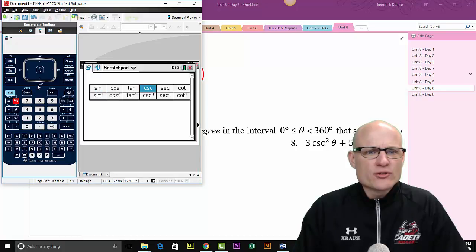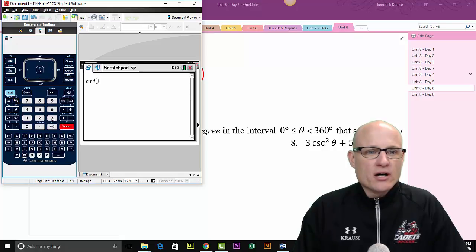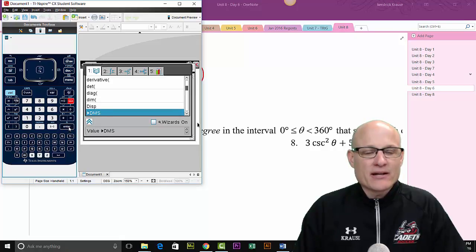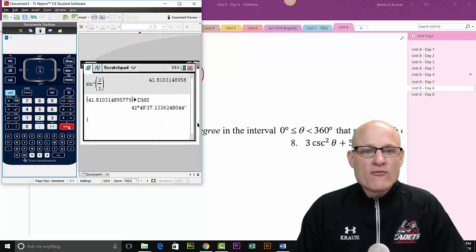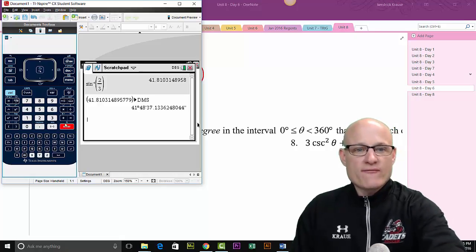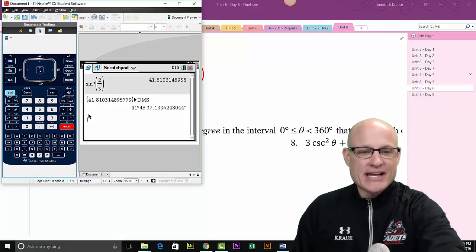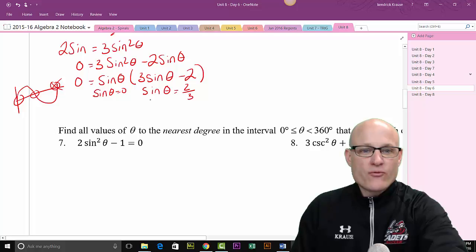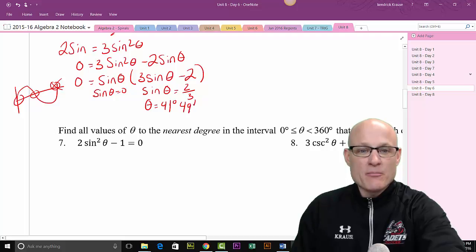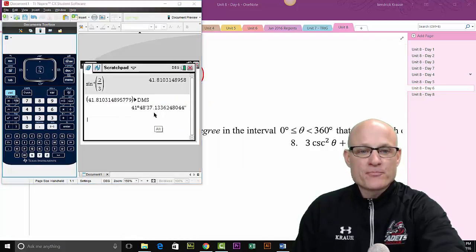And we'll do inverse sine of 2 divided by 3. And I get 41, but I got to DMS it. So I go into math there, and I DMS it, and it's 41 degrees, 49 minutes. Remember, 30 is the cutoff.